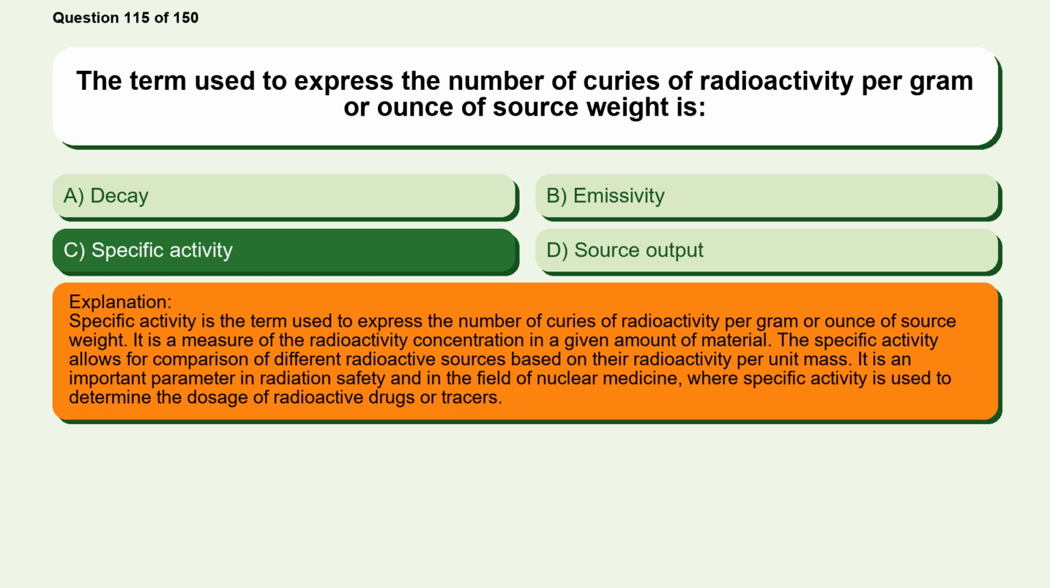Specific activity is the term used to express the number of curies of radioactivity per gram or ounce of source weight. It is a measure of the radioactivity concentration in a given amount of material. The specific activity allows for comparison of different radioactive sources based on their radioactivity per unit mass. It is an important parameter in radiation safety and in the field of nuclear medicine, where specific activity is used to determine the dosage of radioactive drugs or tracers.